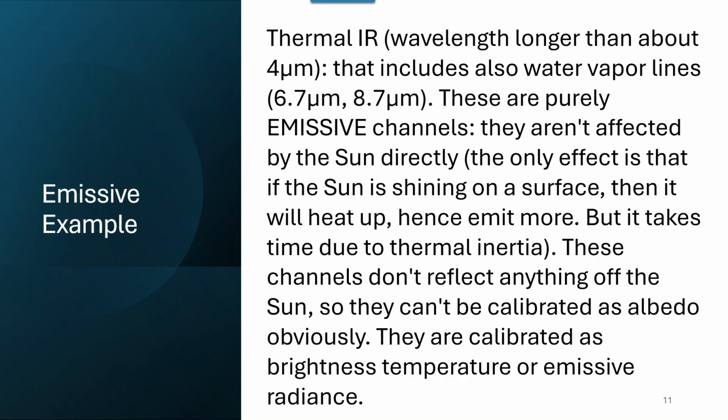Here's an emissive example, thermal IR, and this is a wavelength longer than about 4 micrometers. That includes also water vapor lines that are in the neighborhood of 6.7 and 8.7 micrometers. These are purely emissive channels. They aren't affected by the sun directly.